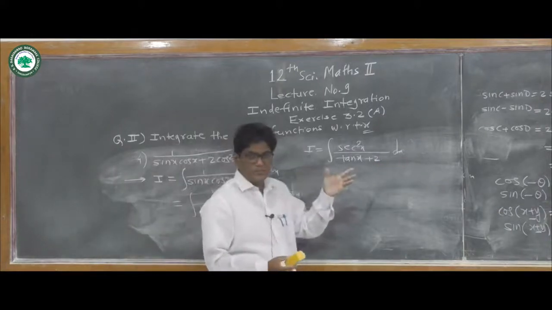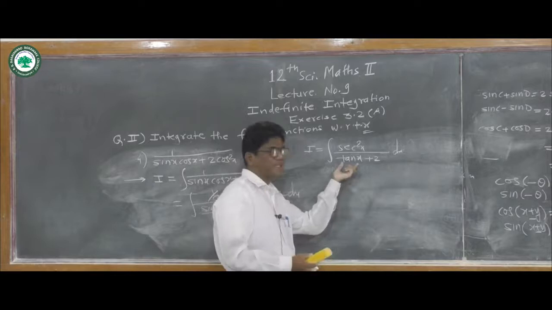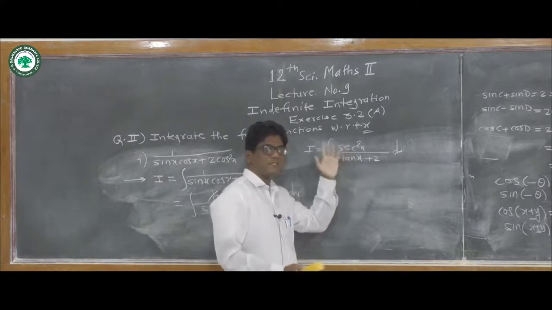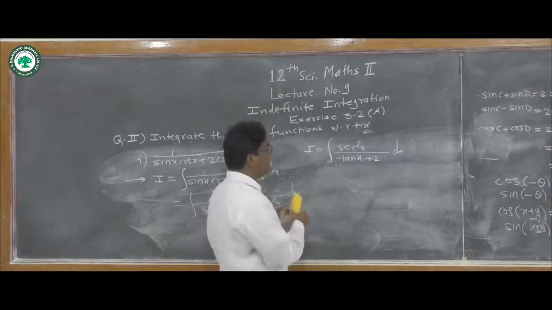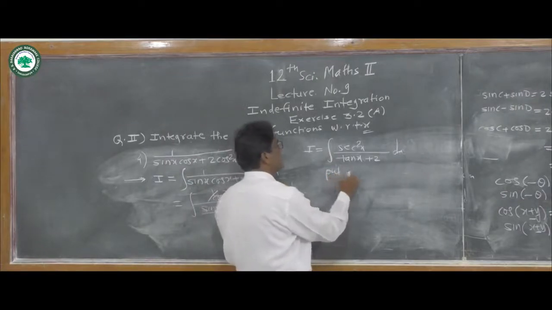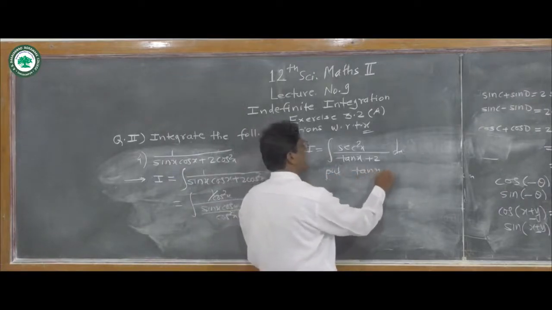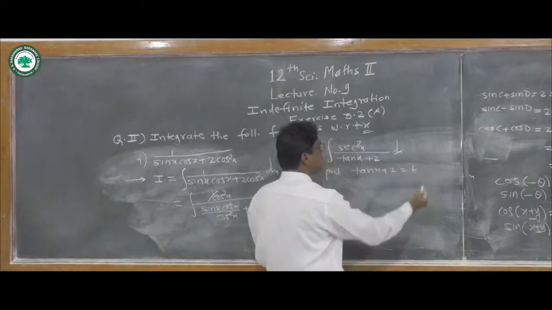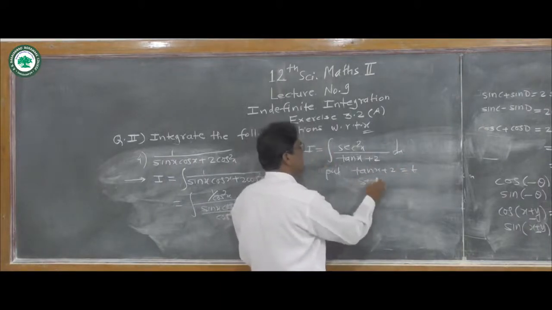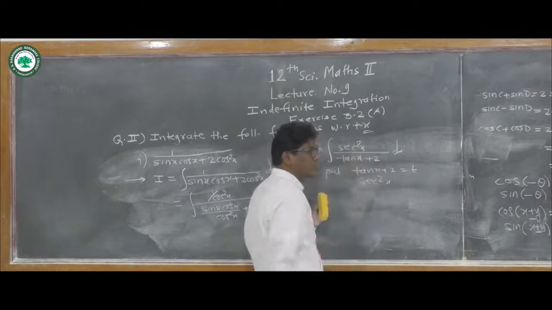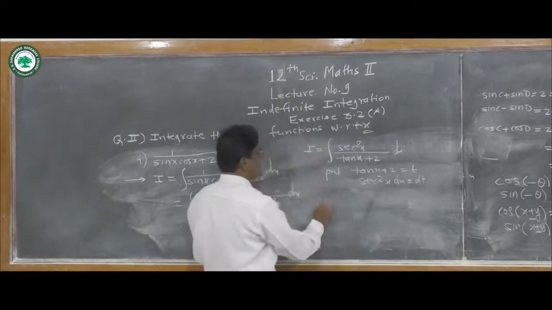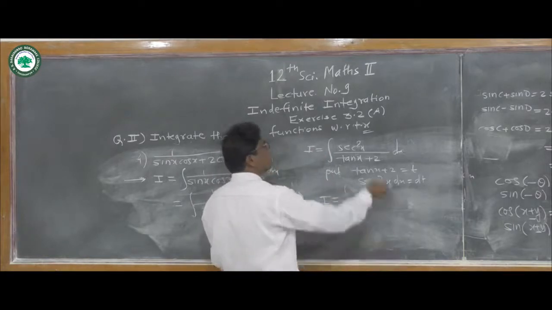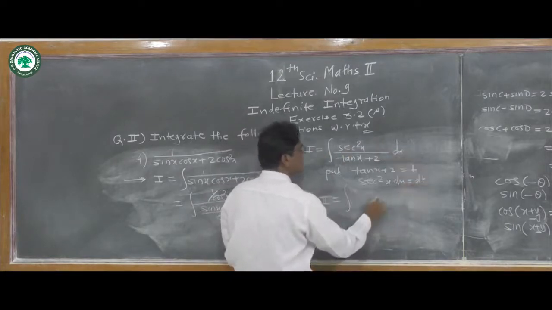And now here is a very easy problem. Now we use the substitution method. We know that the derivative of tan x is sec square x, which is present in the numerator, and therefore we put tan x plus 2 equal to t. Derivative of tan x is sec square x. Derivative of 2 is 0. So sec square x dx is equal to dt, and therefore this integral I is equal to integration of sec square x dx, which we replace by dt.